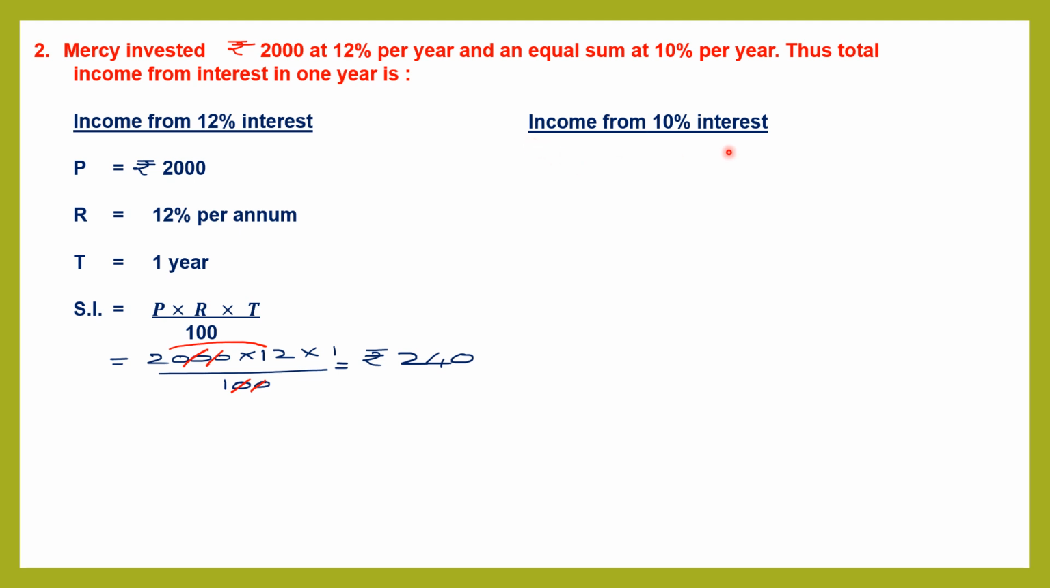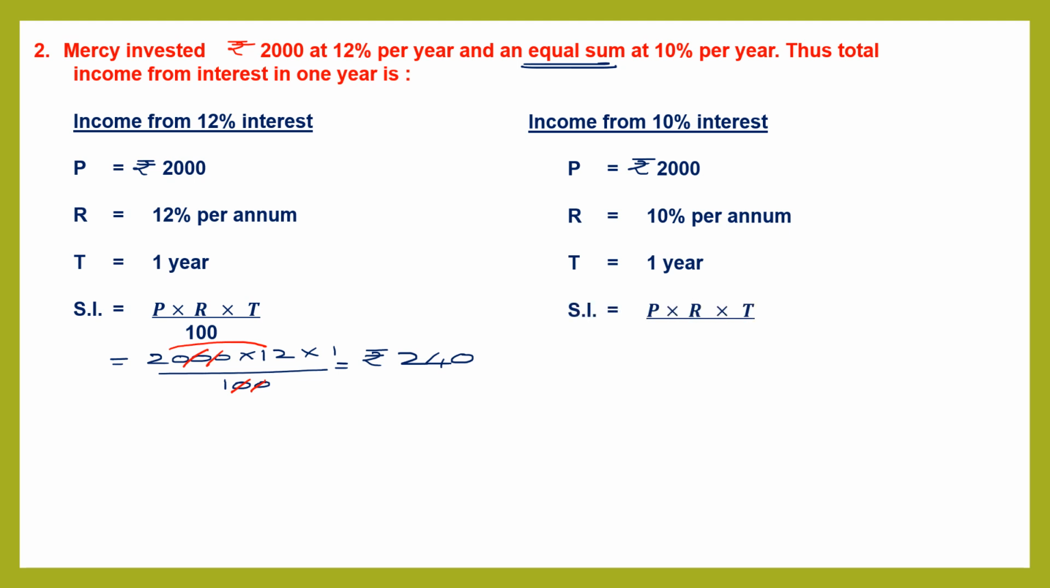So let's do that. Income from 10% interest. The principal is the same, that is 2000 rupees, because here it says an equal sum. So the sum was 2000, equal sum means same amount, and the rate is 10% per annum. The time is same, it's 1 year. So to find the simple interest, we say PRT by 100. Principal 2000, rate is 10, time is 1 year, divided by 100. Again, let's cancel 2 zeros. Now 20 into 10 is 200. So simple interest is 200.